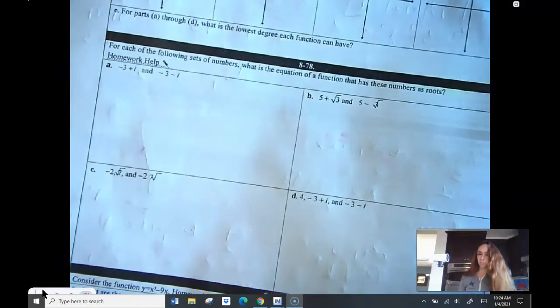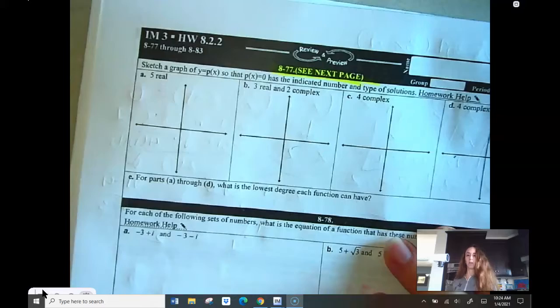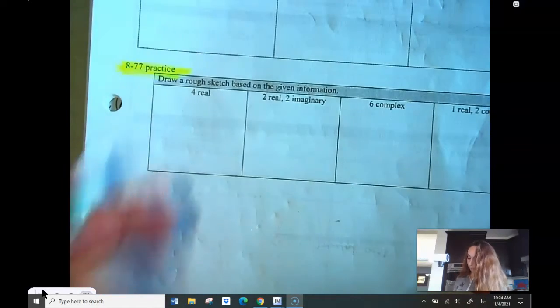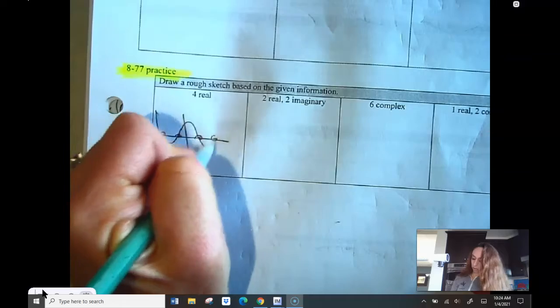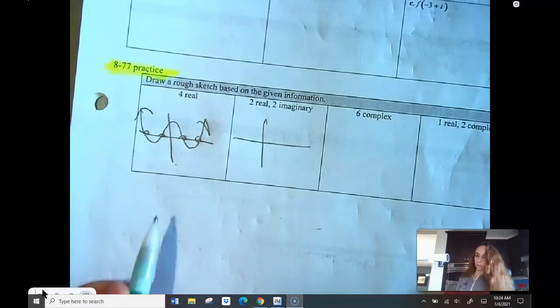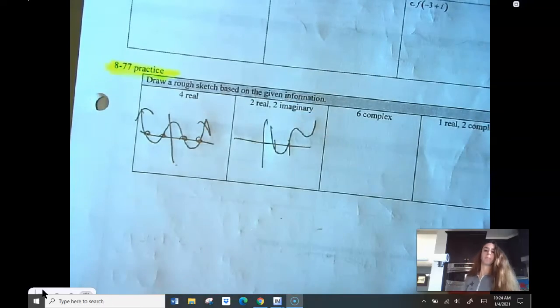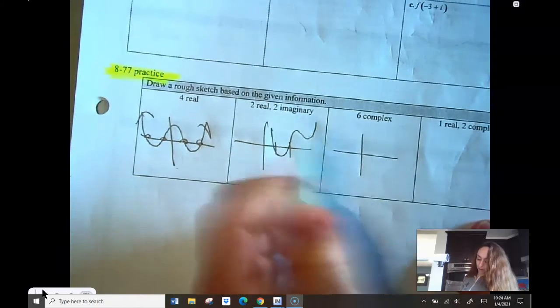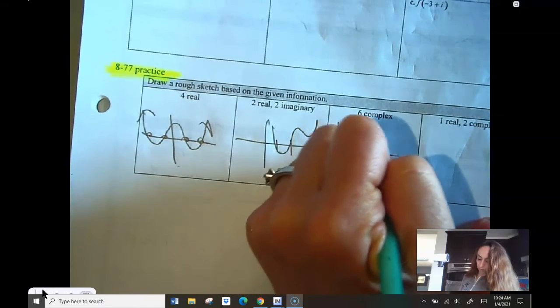And I think for the homework, actually, I think I can crank it out. Let's see. So they want you to sketch a graph of each of these. So if you look at the next page, I have some examples. Okay, so they want a graph based on the given information. So they want 4 reals. 1, 2, 3, 4. That's an example. 2 real, 2 imaginary. I'll make them here. 1, 2, 3, 4. 6 complex. Okay, so that means it cannot touch the x-axis at all. 1, 2, 3, 4, 5, 6.